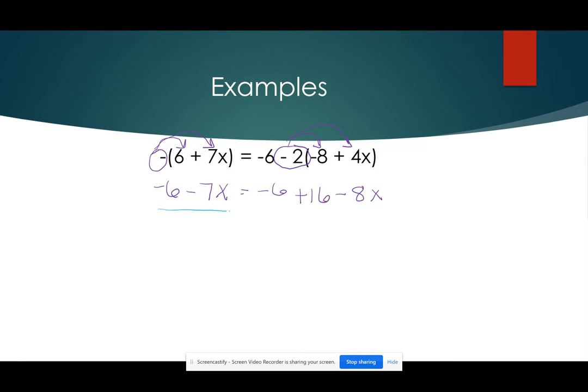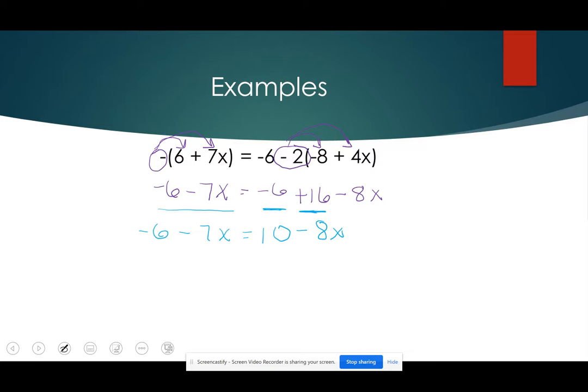So on this side we have nothing to combine, but on this side we have -6 plus 16. So that gives us 10 minus 8x. And then we can just copy down everything else. Now we want to get all variables to one side and all constants to the other.